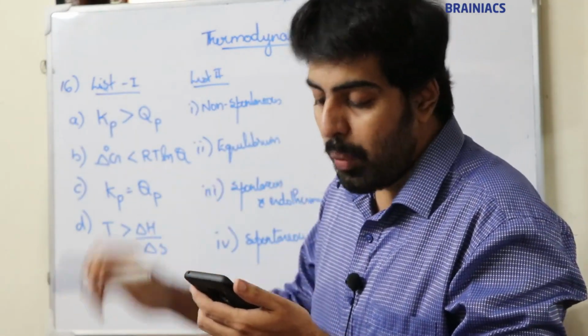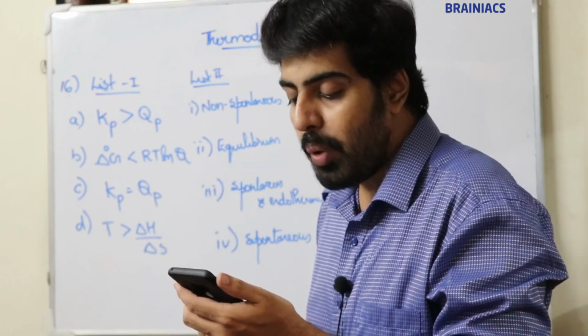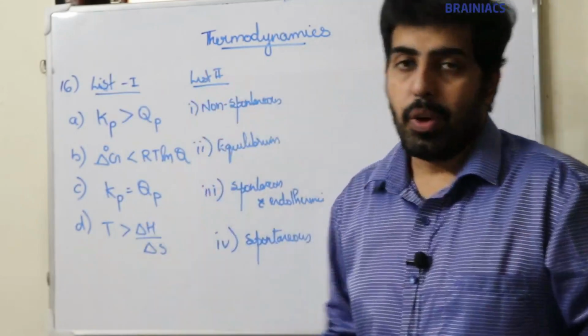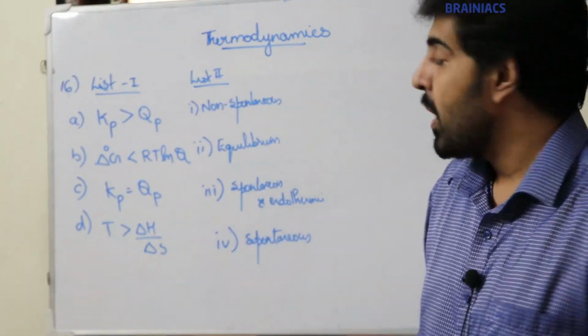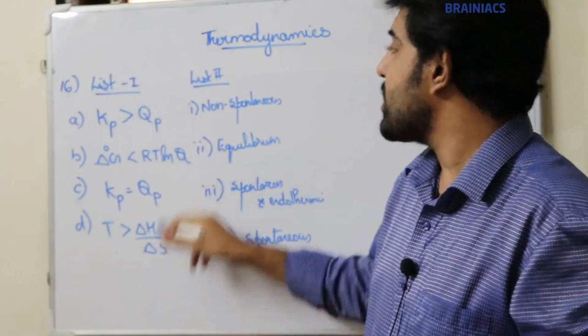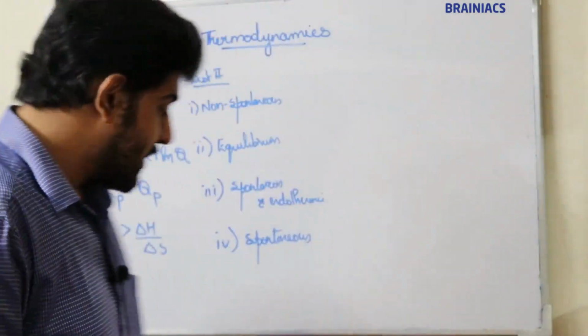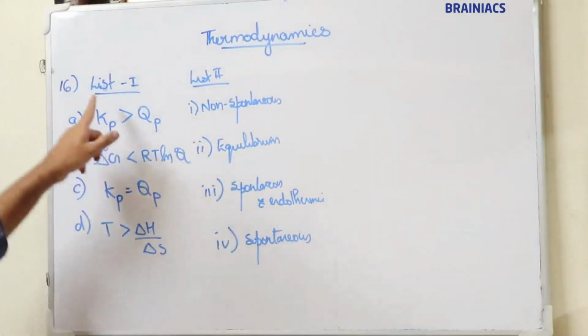Match list 1 equations and list 2 type of process and select the correct option. So list 1 and list 2 are given. We have to match them correctly. List 1 contains many equations and list 2 contains processes. So we have to match list 1 and list 2. I'll start with A.